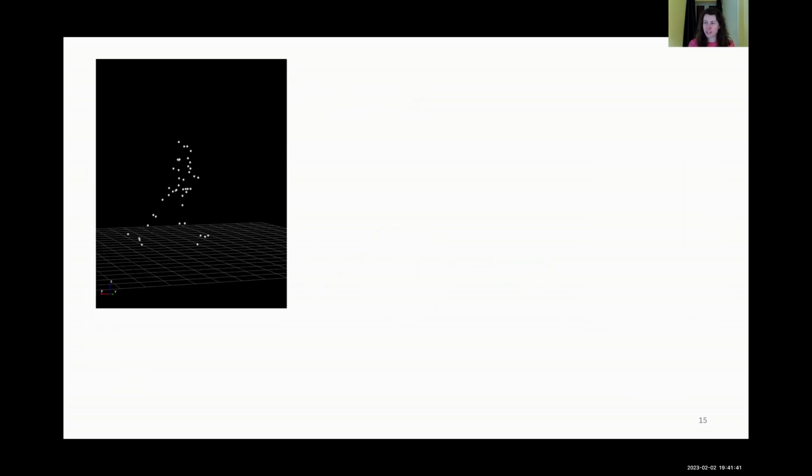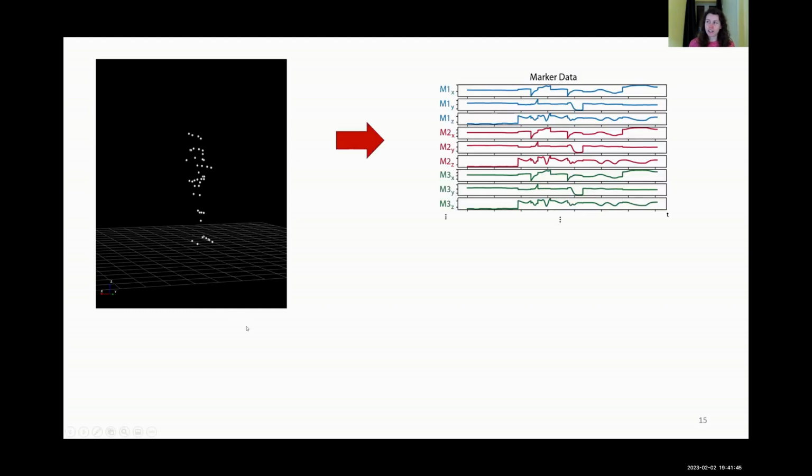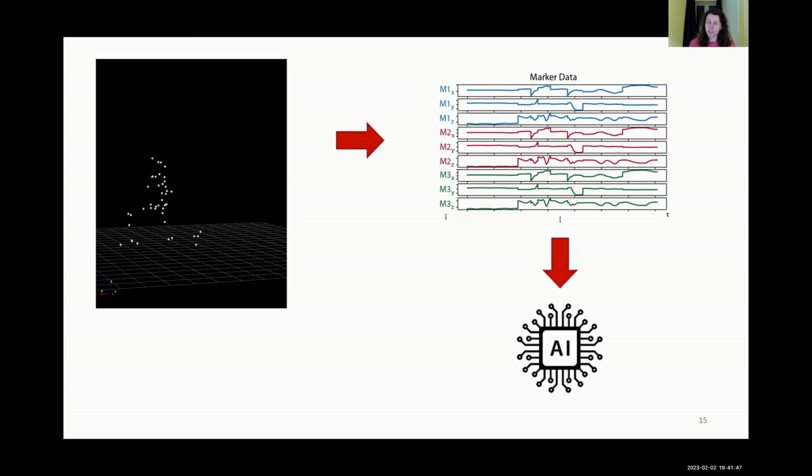And another example that we looked at was taking this motion capture data and then using artificial intelligence to identify what type of movement is being done and when it started and stopped. So then we can crop out the movements that we want from the data automatically.